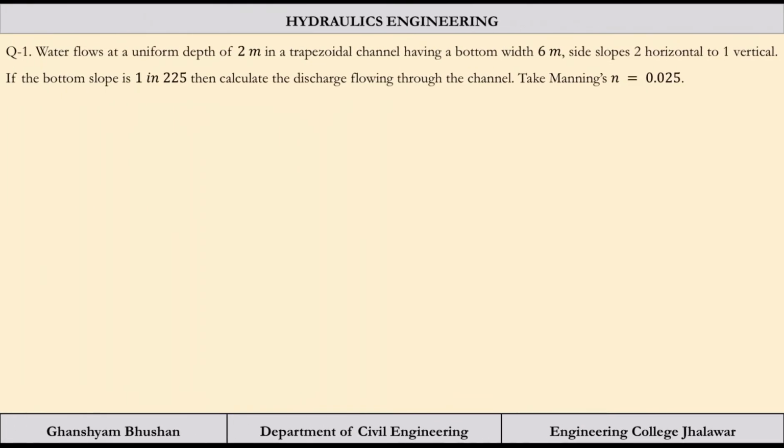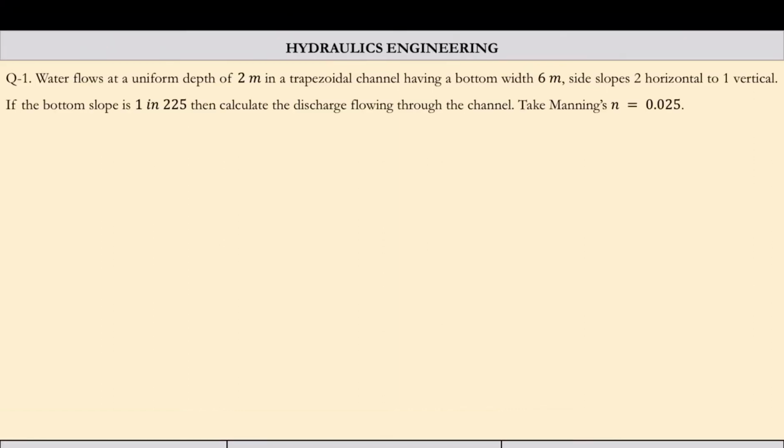So here is the question number one, which is stating water flows at a uniform depth of 2 meter in a trapezoidal channel having a bottom width 6 meter, side slope 2 horizontal to 1 vertical. If the bottom slope is 1 in 225, then calculate the discharge flowing through the channel. So Manning's coefficient is given, so we will be using the Manning's equation.